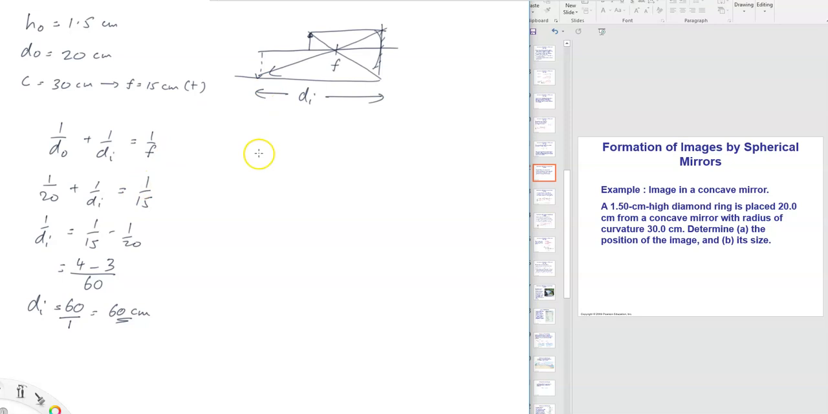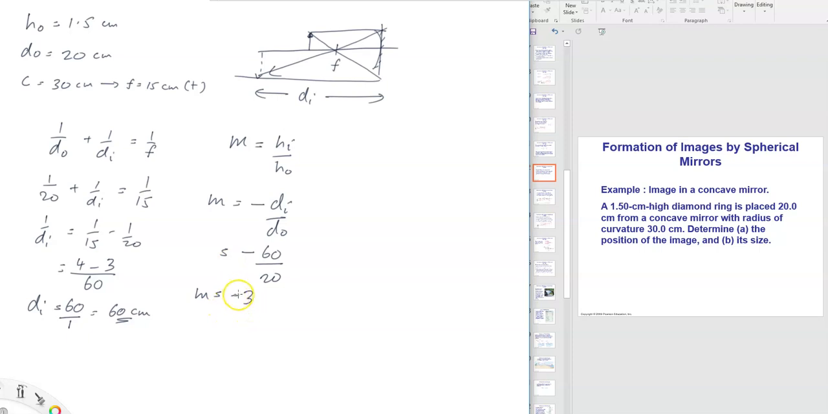Its size, so how big it is. Let's find what the magnification is. Right? We know that it's hi over ho. We don't know the magnification, so we have to start here: negative di over do. Negative 60 over positive 20. Negative 60 over 20 is negative 3. So magnification is negative 3.